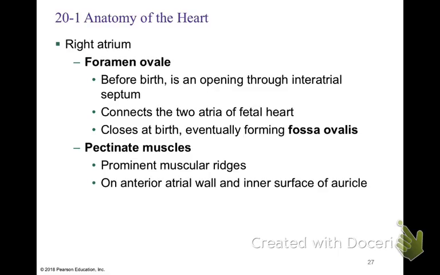Another feature of the right atrium is muscular ridges in the auricle. These are called pectinate muscles. You'll see them in the left atrium as well. If you see pectinate muscles, you've got to be in an atrium. If you're in an atrium and you see ridges of muscles, they have to be pectinate muscles.